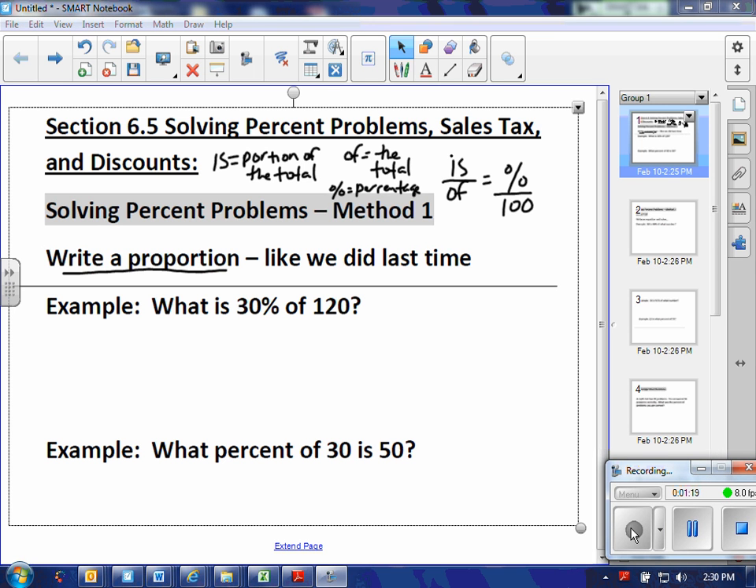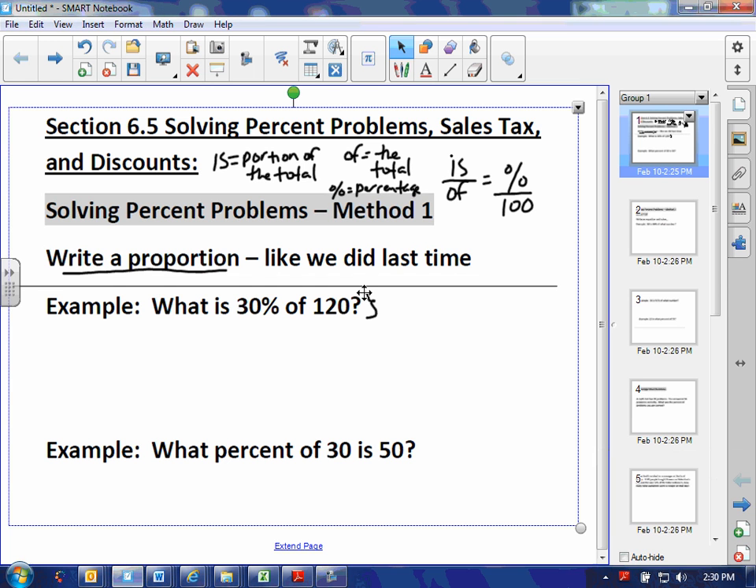So we can use this proportion method to solve all kinds of percent problems. For example, this first percent problem says, what is 30% of 120? Another way to write this problem would just be 30% of 120. You'll see that on some of your homework. So when you think about it, I'm finding a portion or a part or a percentage of 120.